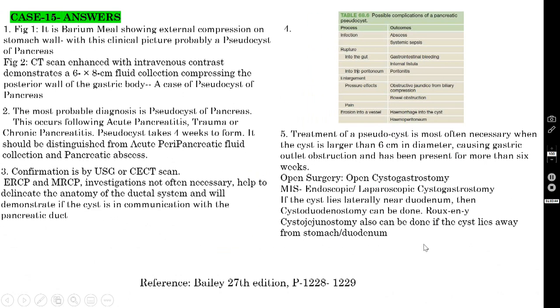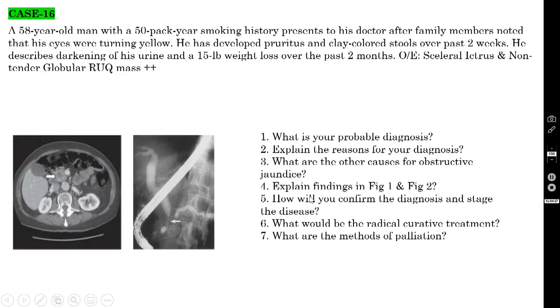So how will you manage a pseudocyst of the pancreas? Treatment is most often necessary when the cyst is larger than 6 centimeters in diameter, causing gastric outlet obstruction, and has been present for more than 6 weeks. In open surgery, the treatment of choice is open cystogastrostomy. In minimally invasive surgery, you can do either endoscopic or laparoscopic cystogastrostomy. If the cyst lies laterally near the duodenum, then you can go for cystoduodenostomy. Roux-en-Y cystojejunostomy also can be done if the cyst lies away from both stomach and duodenum.